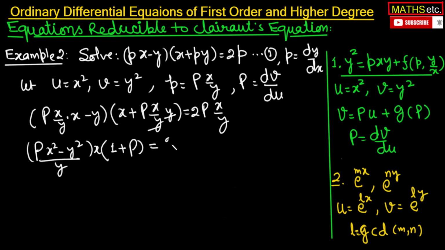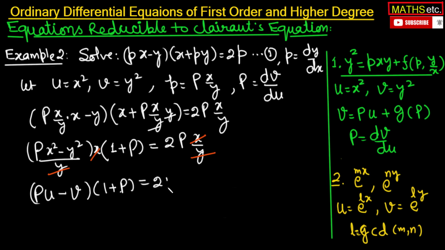This is equal to 2px over y. Now, x factor and x factor will cancel out. Y factor and y factor will cancel out. P x square will be replaced by u variable, minus y square will be replaced by v variable. This is 1 plus p equals 2p. Let us rewrite it. This becomes pu minus v equals 2p over 1 plus p.